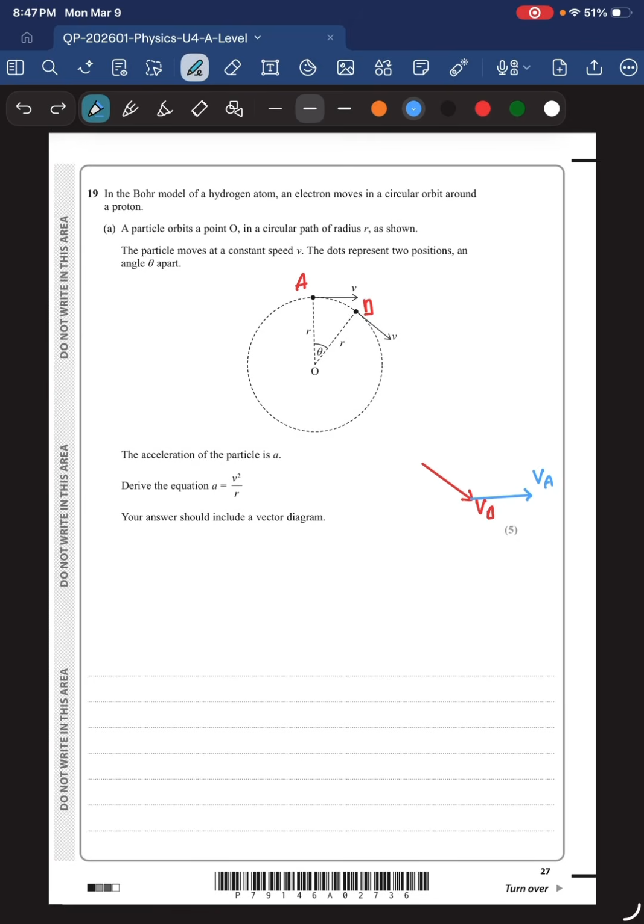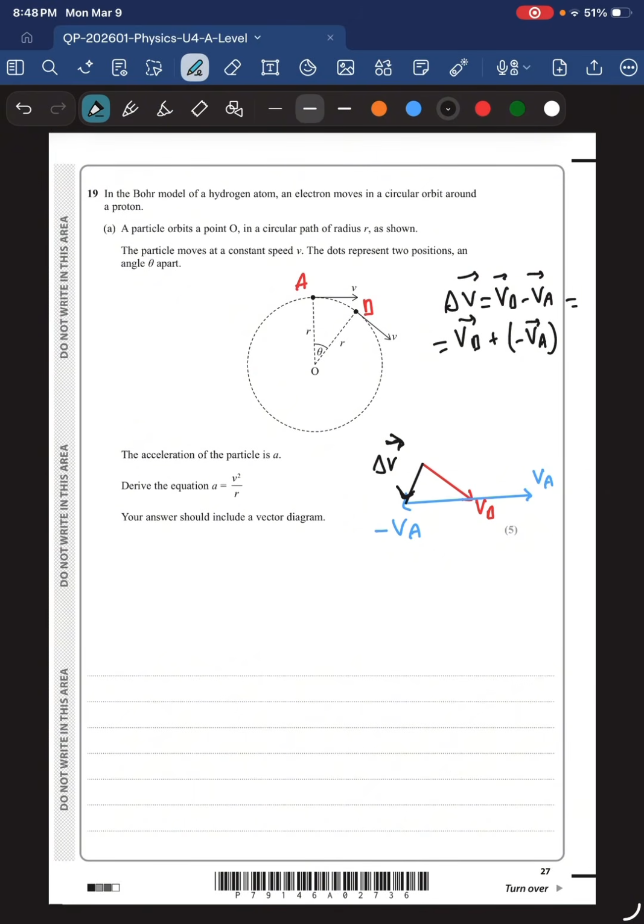But delta v is vB minus vA, vector-wise. So how do we subtract vectors? We add the opposite. So that's equal to vB plus minus vA. What's minus vA? It's this vector pointing this way. So how do we add them? We just connect the start of vB with the end of minus vA. So that's our delta v.